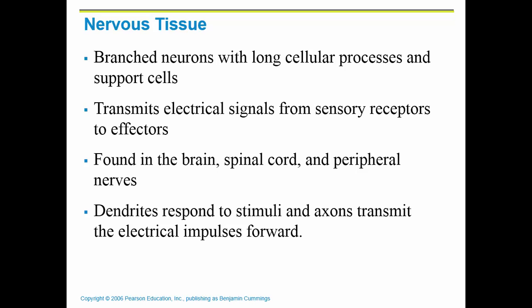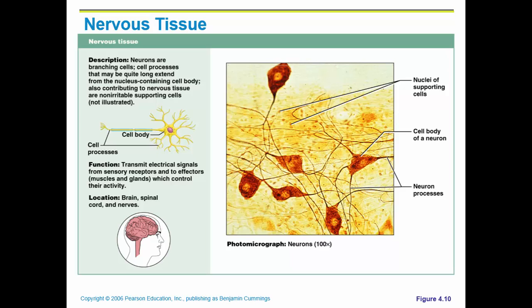When we're talking about nervous tissue, we're talking about three parts of a neuron. The neuron has a cell body, just like any other cell. It has a nucleus, it has some organelles inside, but then it has two processes. And dendrites are the processes that receive the stimuli, and axons are going to send that stimuli or that message forward. This is what a neuron looks like.